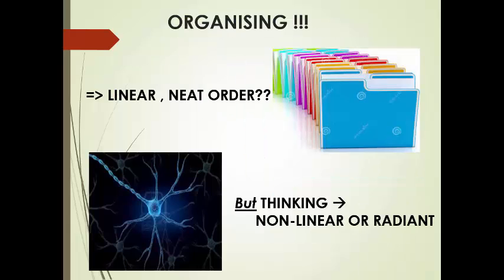So, organizing information is important, but the word organizing conjures in many people's mind something to do with linearity or putting something in order or neat ordering. Whereas inside our brain, the network of neurons have a radiant structure like a mind map, and which is also the way our brain thinks, that is in a non-linear or a radiant manner.